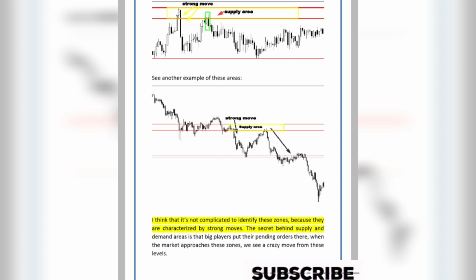I think that it's not complicated to identify these zones, because they are characterized by strong moves. The secret behind supply and demand areas is that big players put their pending orders there. When the market approaches these zones, we see a crazy move from these levels. If you can combine trading supply and demand areas with the engulfing bar price action signal, you will increase your chances to make money as a trader.